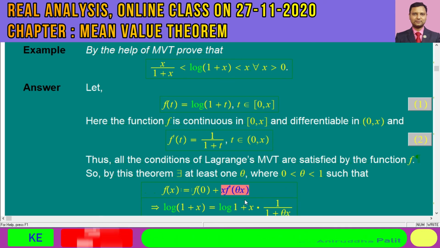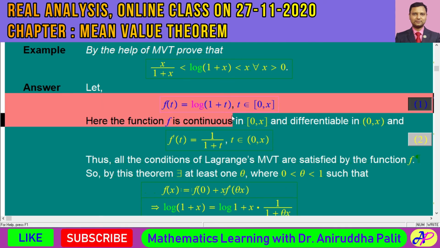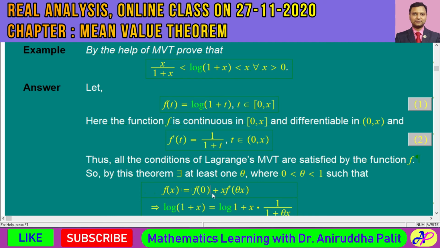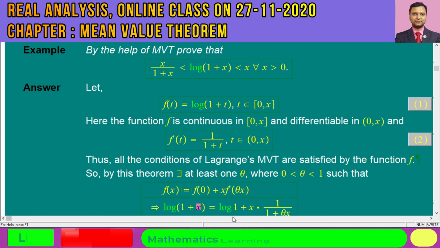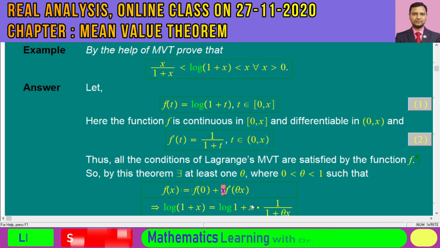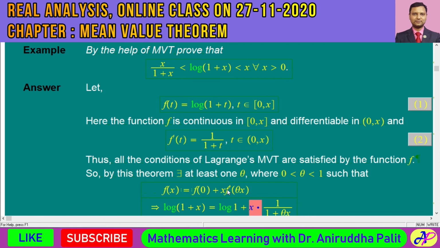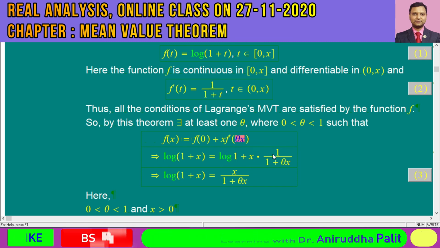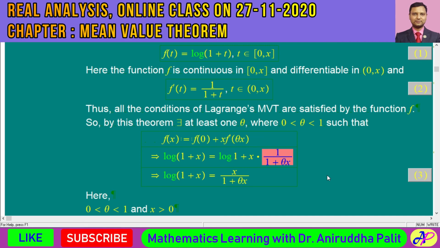Got it? Now, what is f of x? f of t is this expression, therefore f of x is equal to log of 1 plus x. And what is f of 0? Just put x equal to 0 there, so we have log of 1 plus x, this is our x, multiplied by f dash theta x. We already computed that f dash of t is equal to 1 by 1 plus t, so in place of t we can write theta x. So we will have 1 by 1 plus theta x.